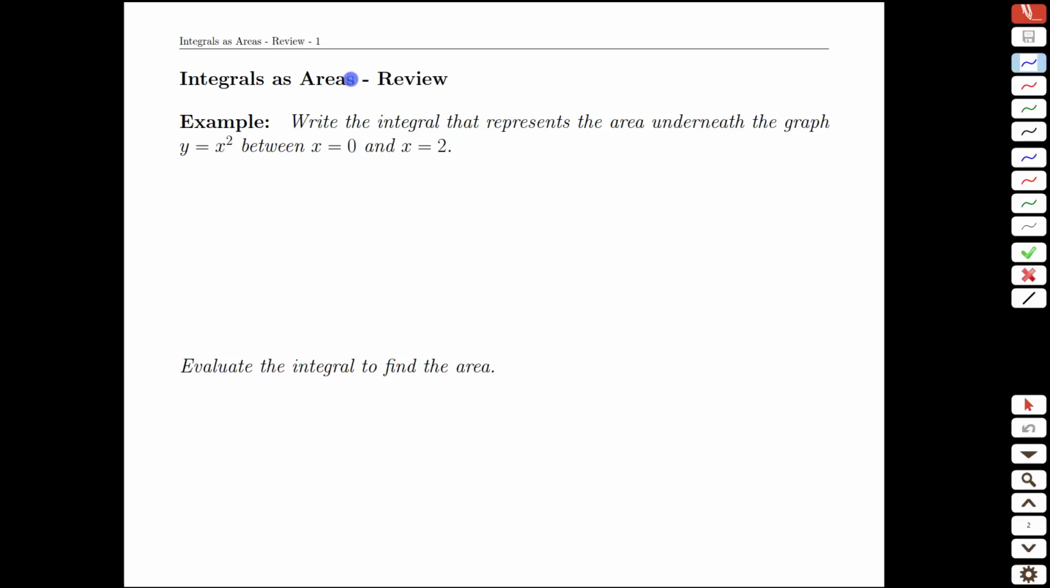In this video, we're going to look at how we developed integrals to compute areas, and then we're going to take a look at that same process with a new direction or from a new perspective. Let's start with what we know already.